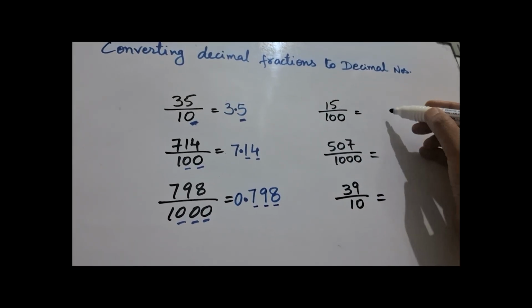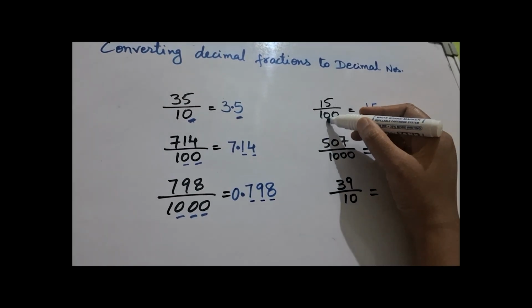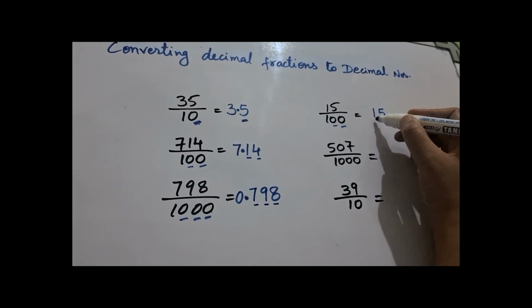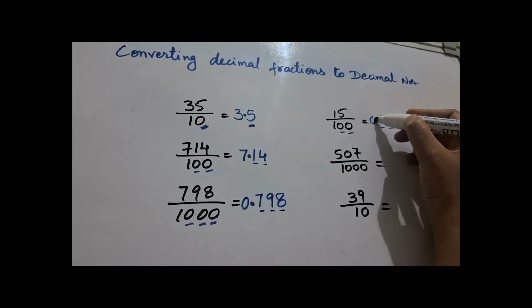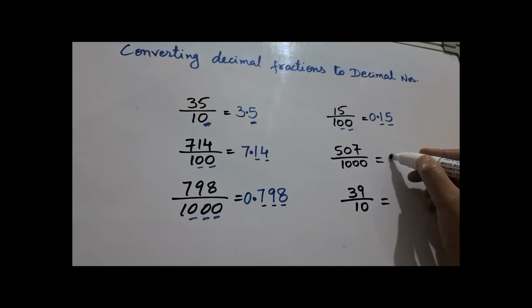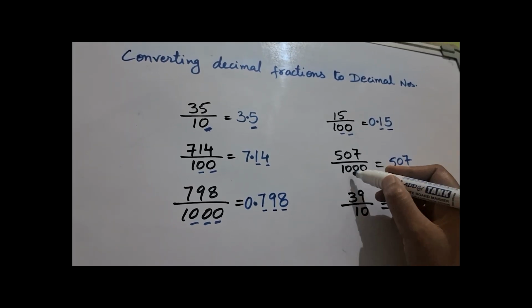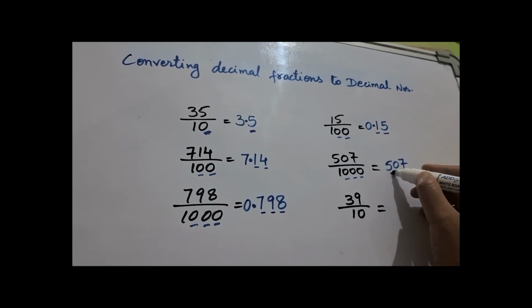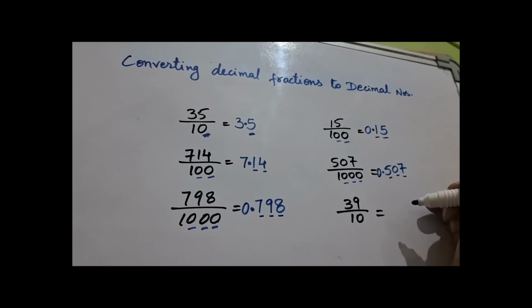Coming to 15 by 100, I am writing the numerator 15 as it is. And here how many zeros are there in the denominator? 1, 2. 2 zeros. So leave 2 digits from the right side and here you put the decimal point. The whole part is 0. Okay, 0.15. Next. 507. Here also, how many zeros are there in the denominator? Leave that many digits from the right side and then put the decimal point here, and the whole part being 0.